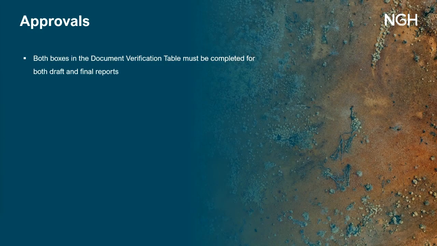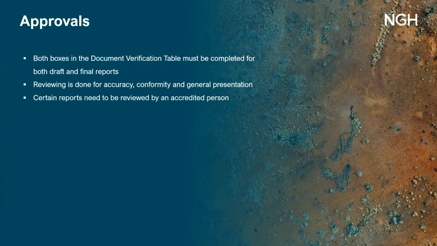Both boxes in the document verification table must be completed for both draft and final reports. This clearly shows who was the author and approver at each stage of the report. Reviewing should be by the approver, but if this is delegated to someone else, it must be by an appropriate professional staff member, that is, one who has relevant expertise relating to the subject of the report. The review is for accuracy of content, technical standards, conformity to the client's requirements, conformity to NGH's quality system, and general presentation, including spelling, grammar, and formatting.